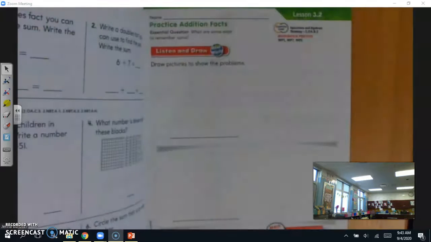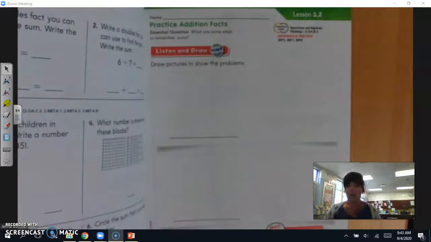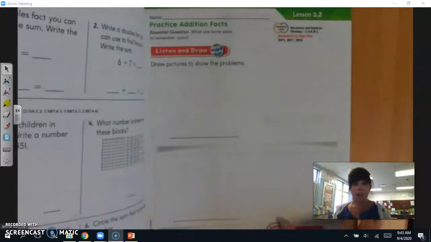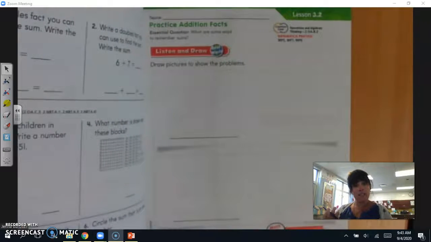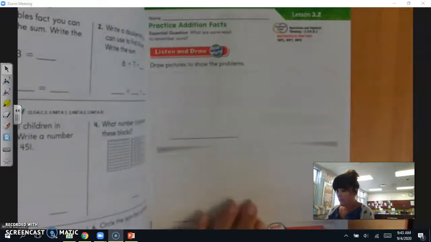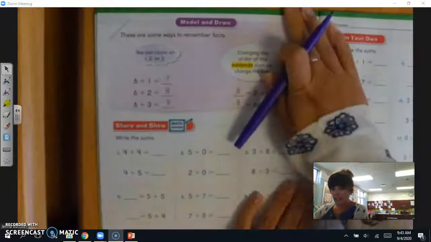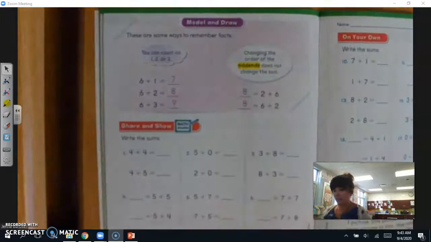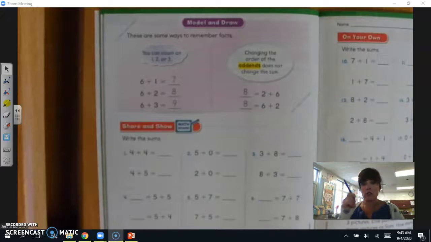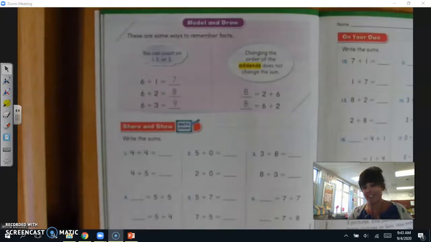Okay, so make sure you find page 169. And once you have it, let's go. If not, pause the video, find your page, and get started with us. All right, we're not going to do this first page, so let's flip it open to page 170, where it has that purple box and says model and draw. I also have a new pen today, so hopefully this doesn't leak as much as the last one did.